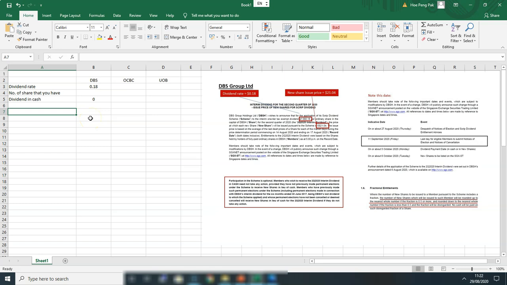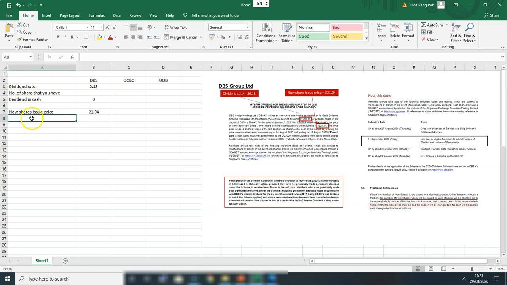And of course, what you really need to do is to know what is the new share issue price. Now, this new share issue price usually is based on a stipulated range of dates, which the bank mentioned somewhere before, so that at a point in time when the date comes, they know what is the issue price that they will have to give for issuing the shares. So in this case, the issue price is $21.04.